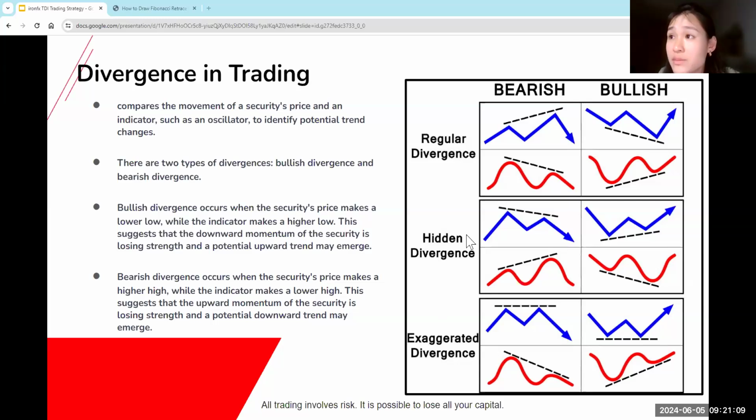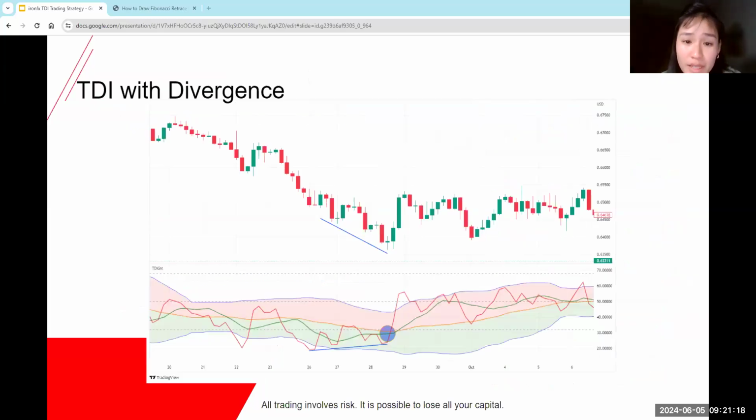So like previously, over here, for example, like this, you can see our price has made a lower low while TDI has made a higher low. So this is an example of a bullish divergence. And you can see price shoot up after that, both on our TDI as well as on our price chart.